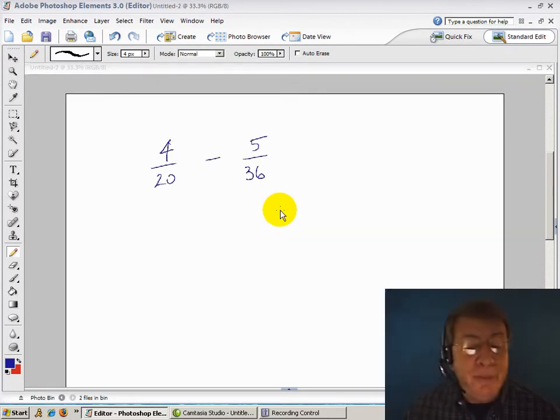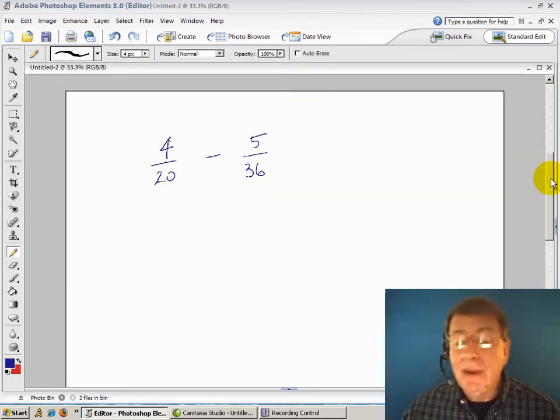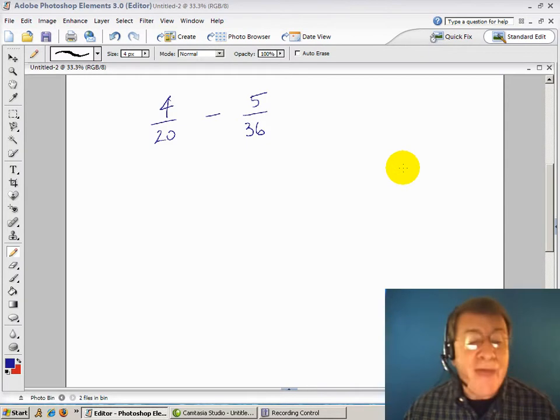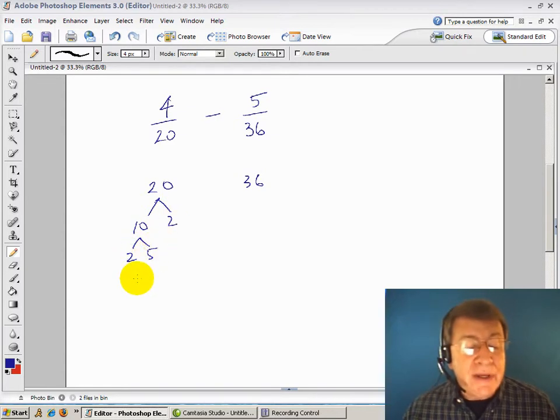Let's try another problem, but now let's subtract our fractions of unlike denominators and see if we can get an answer. As we have over here done before, we're going to take the 20. We first need to find a common denominator. The 20 can be broken up into 10 times 2, and 10 is 2 times 5. So 20 is 2 times 2 times 5.